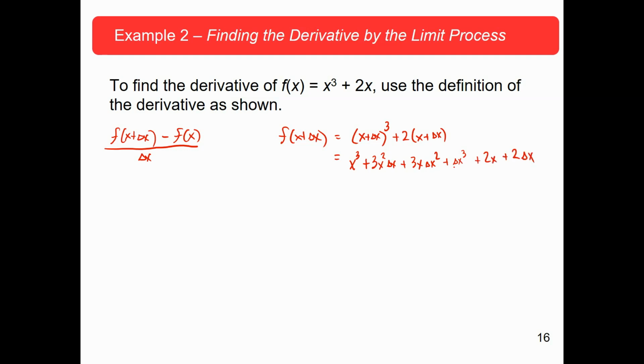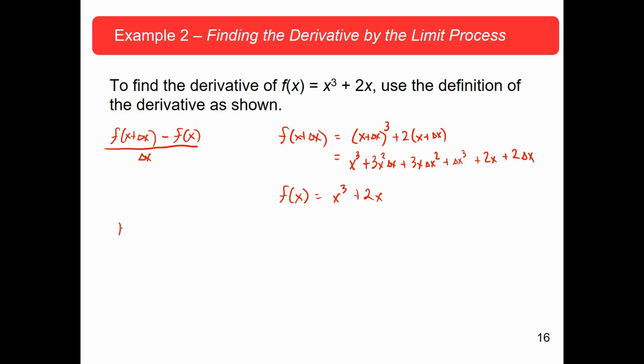If you don't know why that's the case, you can, of course, always just FOIL it out, distribute it, and get that. Or if you remember from pre-cal, you can use Pascal's triangle to get those coefficients, and then use the rule for creating a binomial expansion to get the terms. Totally up to you on how you do it, but that's going to be your answer. So that gives us nothing that will combine, so we have to leave that alone. We know that f of x is just the function itself, x cubed plus 2x.